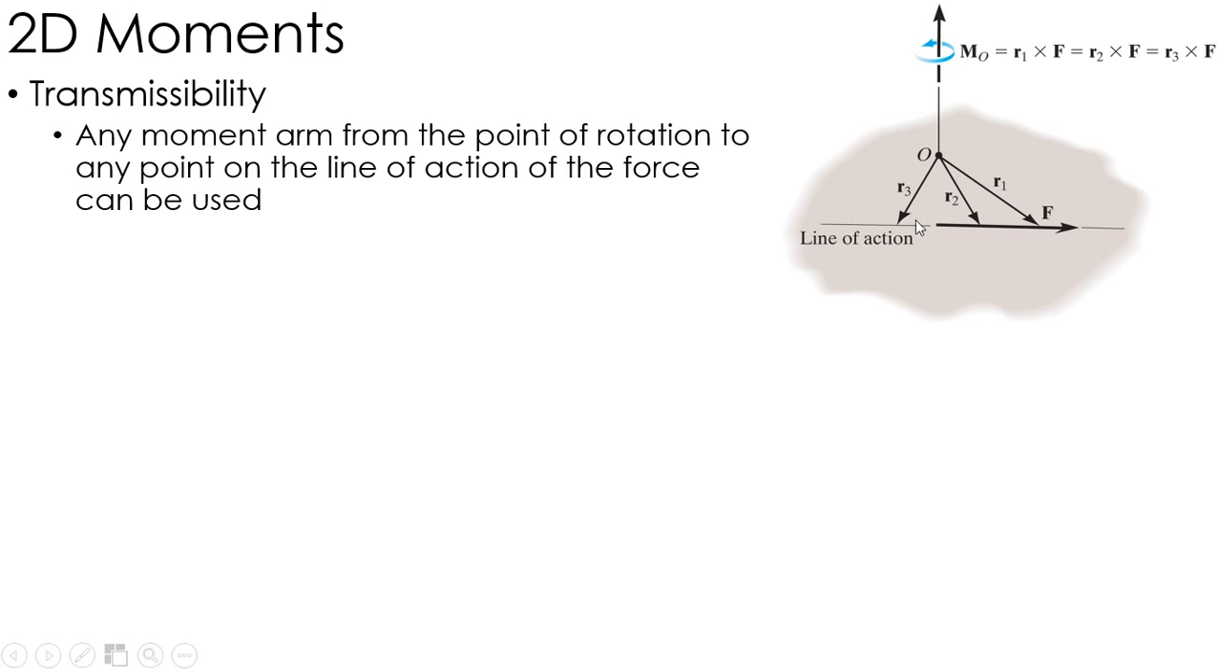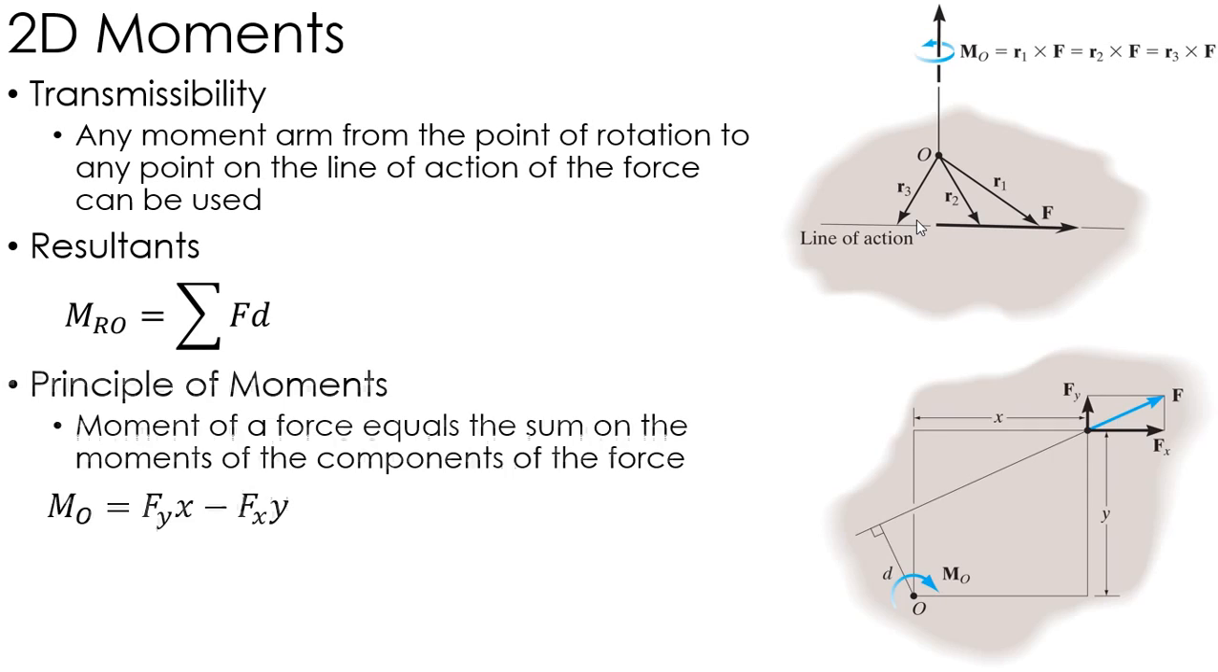Now, the next thing that's going to help us is the idea of resultants. Moments are vectors, just like forces, so I can sum them up just like I sum up forces. A resultant moment is nothing more than summing up all the forces times all of the perpendicular distances in 2 dimensions.